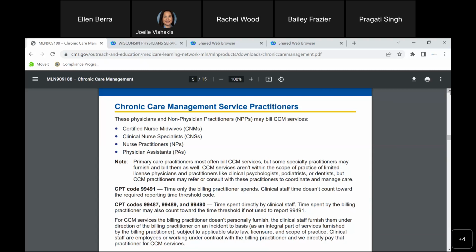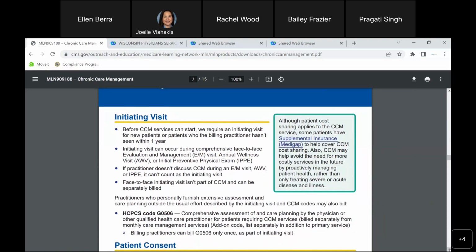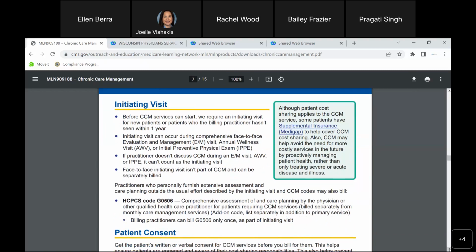The next thing that we want to talk about is going to be on page 7 of your handout, and this is information on what you start looking at for chronic care management services. Number one, if the patient has not been seen ever by your billing practitioner or not seen within the previous year, then you do need to have an initiating visit.